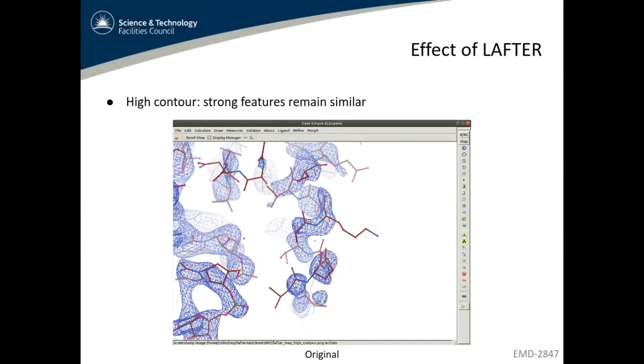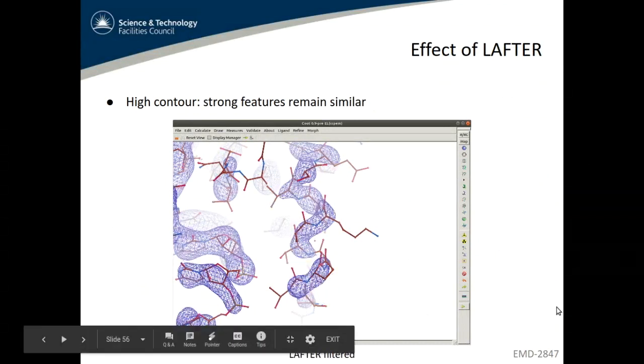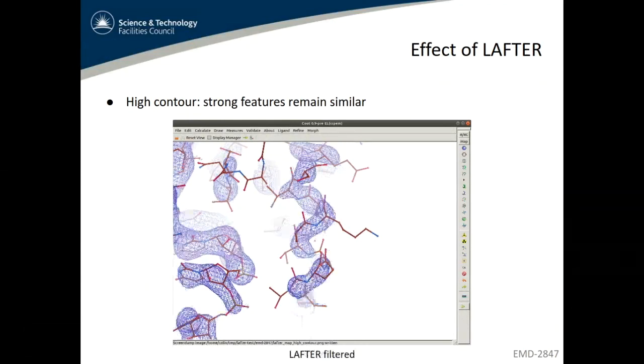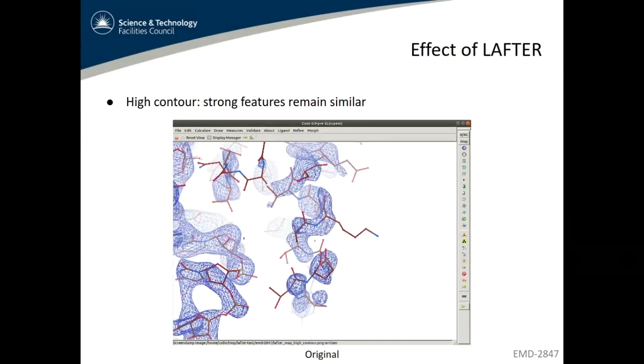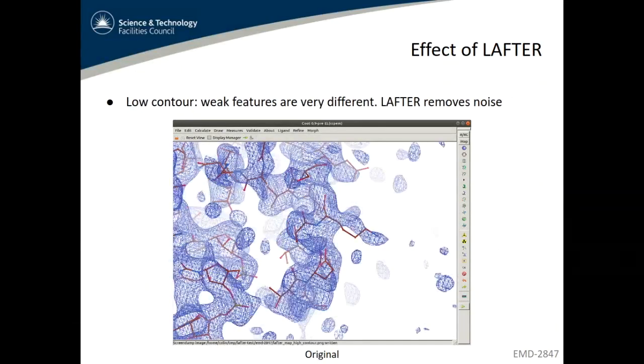This is just to show you some of the effects. In LAFTER, features that are strong and at high local resolution remain strong and at a high contour in the filtered map. So this is the original map in this case, and the LAFTER filtered one. You can see the connectivity is improved slightly. You maybe lost some slight density for sidechains, but overall they look fairly similar. If we drop down to low contours, then they look quite different.